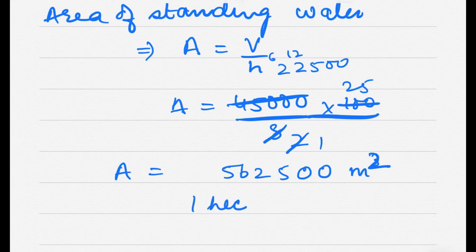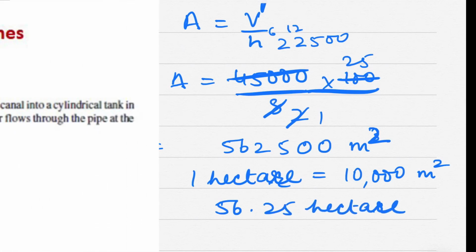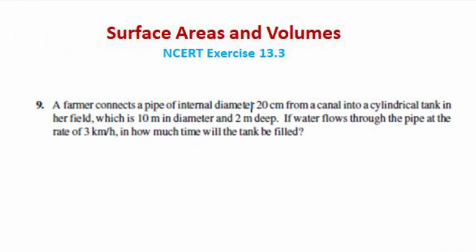So if you have to convert into hectares, 1 hectare is equal to 10,000 meter square. Okay, so I can write down this as 10,000, which means I have to divide by 4 zeros, 1 2 3 4, so this comes out to be 56.25 hectare. So now this is the last question of this exercise. This is question number 9.